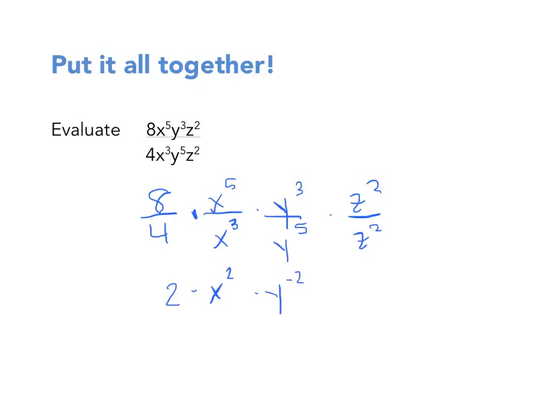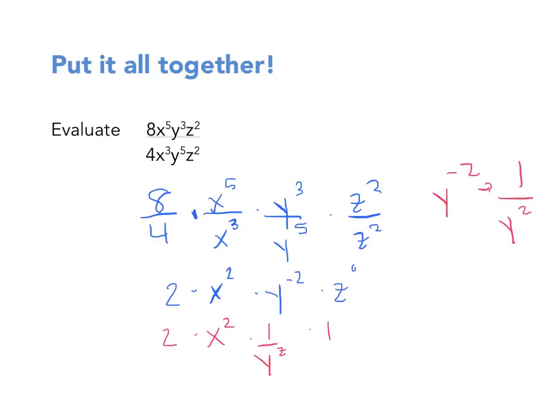And now z squared divided by z squared, you can already see that anything divided by itself is 1. But also, if you subtract those exponents, you get z to the 0 power, which we know is also 1. So we have 2 times x squared. Nothing needs to happen there. This y to the negative second is going to become, cross the line and change the sign, 1 over y squared. And then z to the 0 power is just going to become 1.